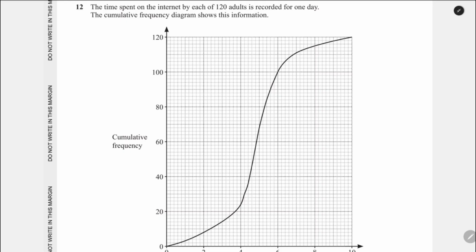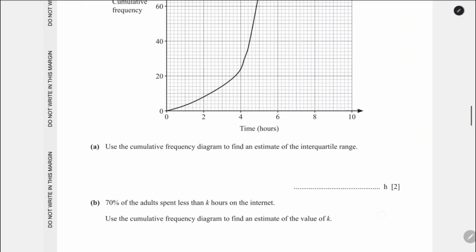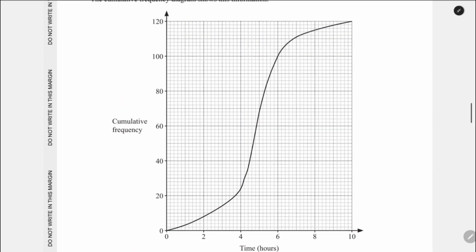The time spent on the internet by each of 120 adults is recorded for 1 day. The cumulative frequency diagram shows this information. So here's the cumulative frequency diagram provided. And the first question we've been asked is to use the cumulative frequency diagram to find an estimate for the interquartile range. What is the interquartile range? The interquartile range is the difference between the upper quartile and the lower quartile.